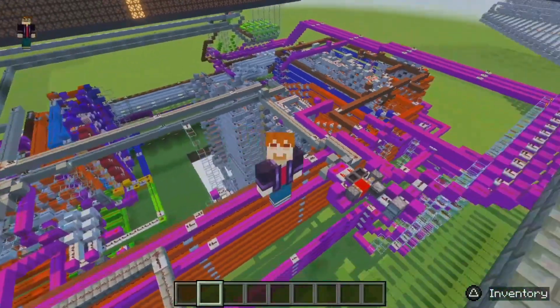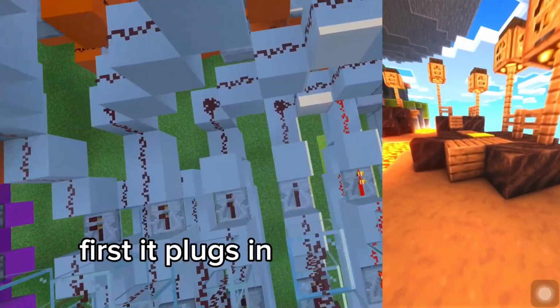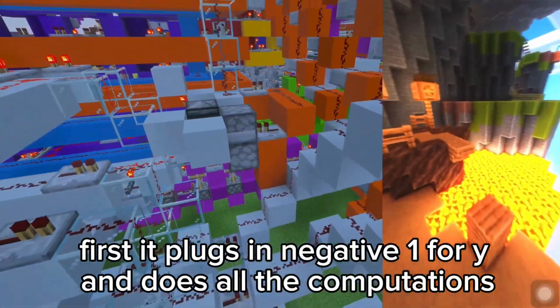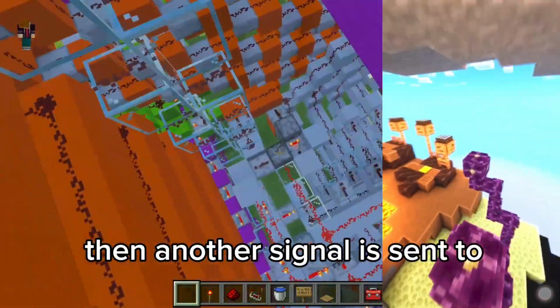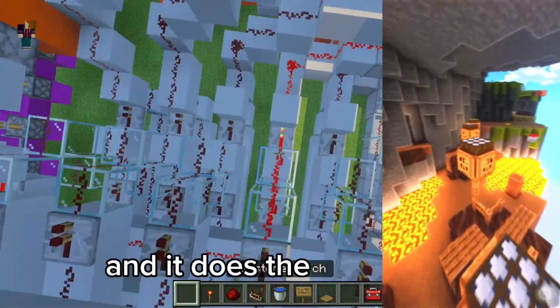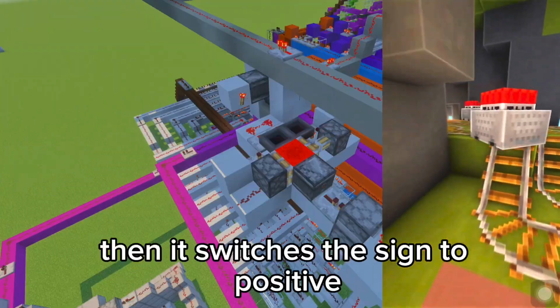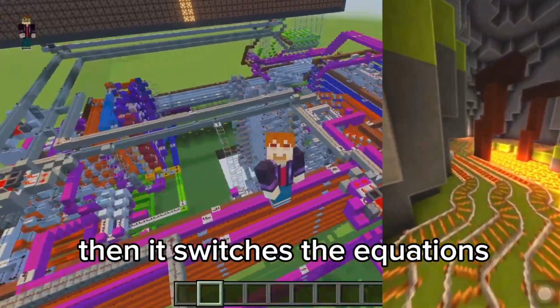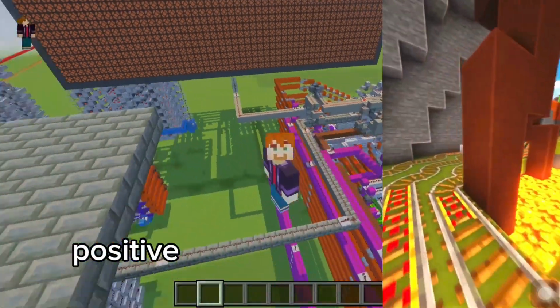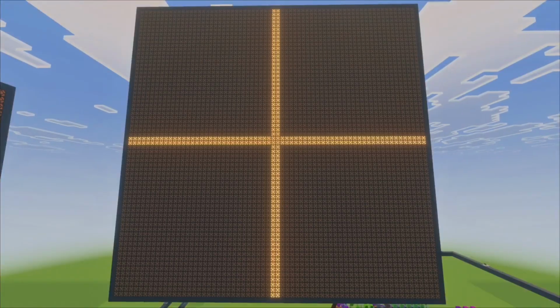And hit graph. Now it's probably a good time to mention what actually happens when you hit graph. How it actually graphs. First it plugs in -1 for y and does all the computations. Then the point is stored in the screen. Then another signal is sent to shift the number to -2 and it does the same thing. Then it does that up to -16. Then it switches the sign to positive and does the numbers 1 through 16. Then it switches the equations and plugs in 32 numbers, positive and negative, and then you have a full graph. Now back to the parabola.